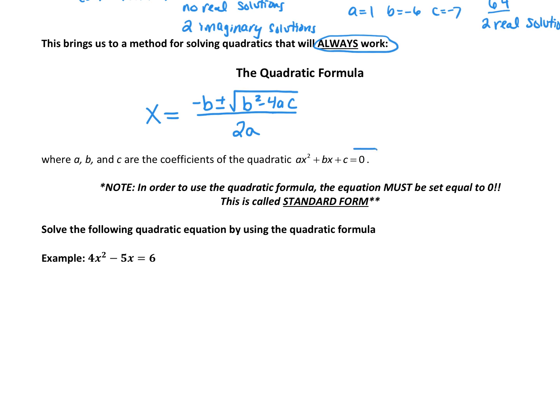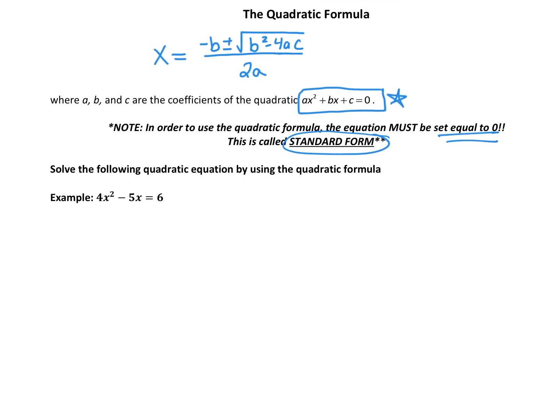But again, we have to make sure that our coefficients are in the right order, and it's got to be in standard form and equal to 0. Those are really important things. So let's do an example of our quadratic formula. So again, my equation's not in standard form, it's not equal to 0, so I need to make it equal to 0. So I'm going to minus that 6 over to the other side, so my equation is equal to 0. Then I need to identify what a is, what b is, and what c is. So in this case, my a is 4, my b is negative 5, and my c is negative 6.